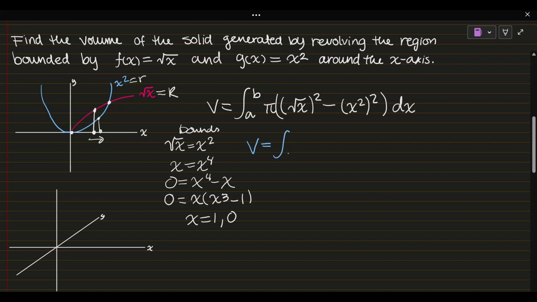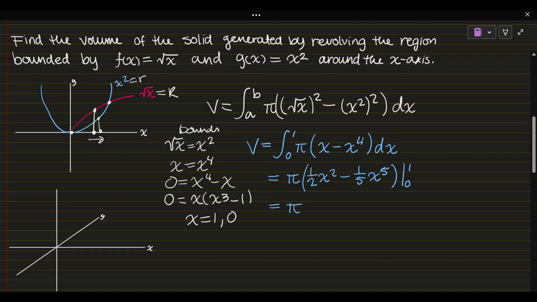So my volume is going to be given by the integral from 0 to 1 of pi times the square root of x squared, which is x, squared is x to the fourth, dx. Solving this integral, this is going to be pi times the integral of x, which is 1/2 x squared, minus the integral of x to the fourth, 1/5 x to the fifth, evaluated from 0 to 1.